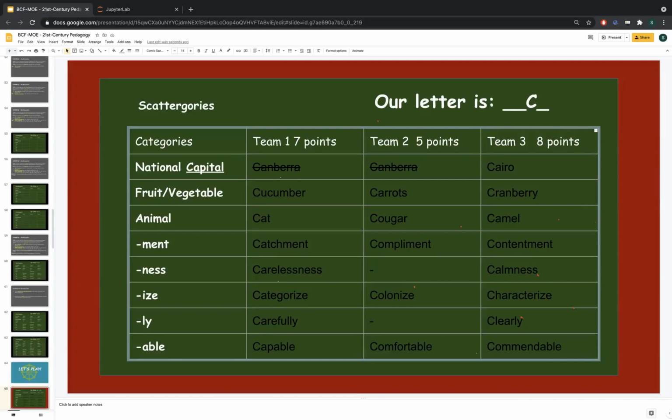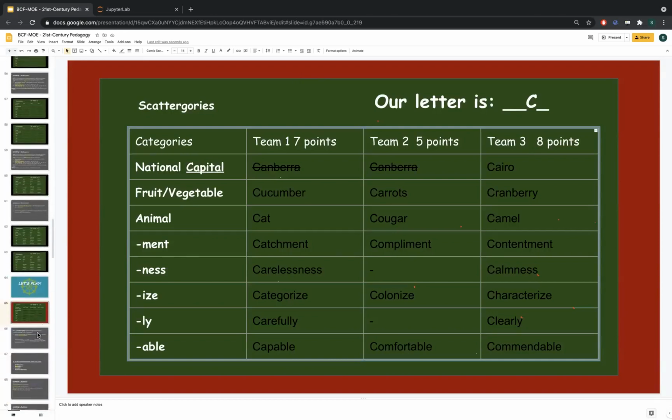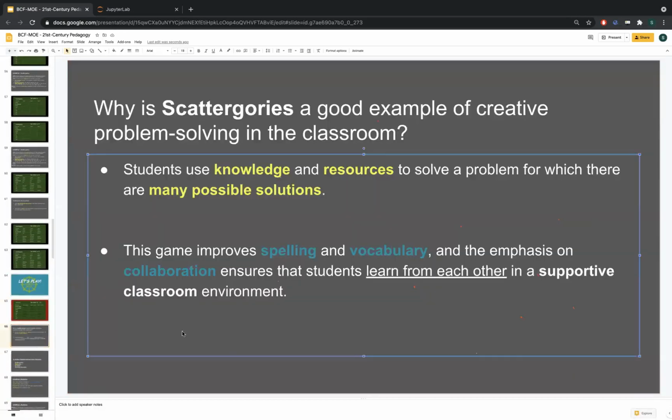Mr. Jamyang, you and I had a lot of the same words. So that is an example of Scattergories. I really enjoy Scattergories. It's a great classroom activity. And let me make this larger.